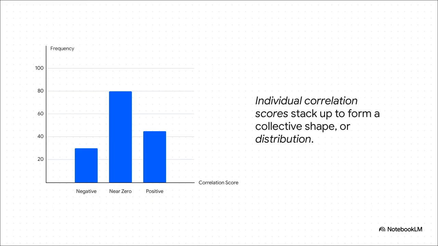And here's what happens when you plot all those scores. Each one is just a single data point, but when you put them all together, they start to stack up and form a shape, a distribution. We're not looking at single relationships anymore. We're looking at an overall pattern. And believe me, that shape tells a story.